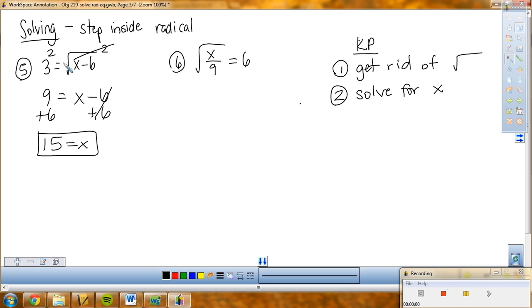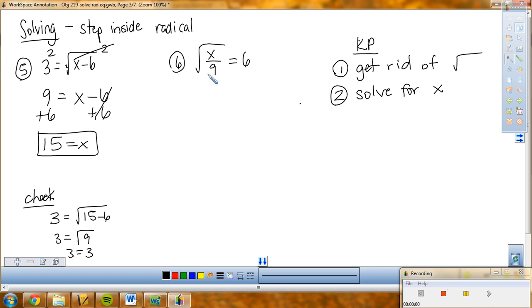And I can check my work by plugging it back in. So a quick check would be 3 is equal to the square root of, substitute 15 minus 6, and 15 minus 6 is the square root of 9, and yes, 3 does equal the square root of 9. So every single problem you do when you're solving a radical equation, you can know whether you're correct or not just by checking your work using simple substitution. Let's look at another example. Here I still have a square root.